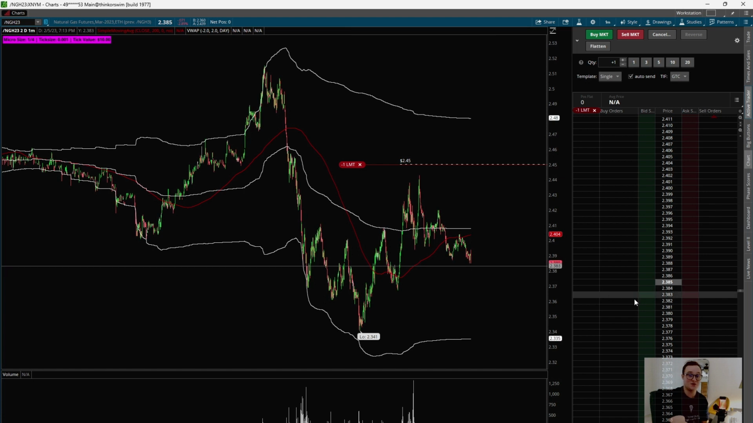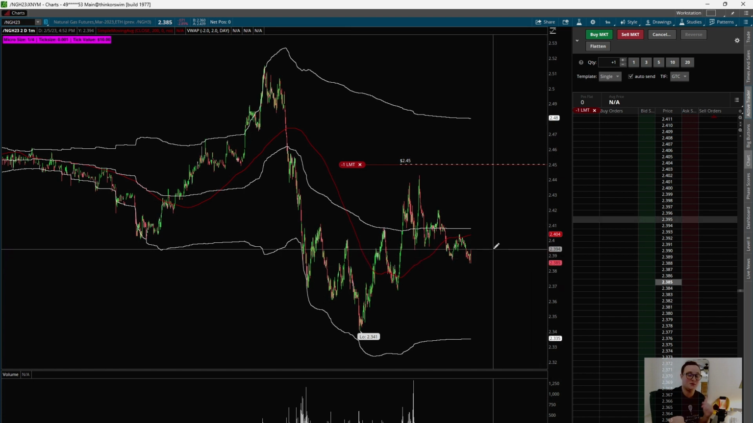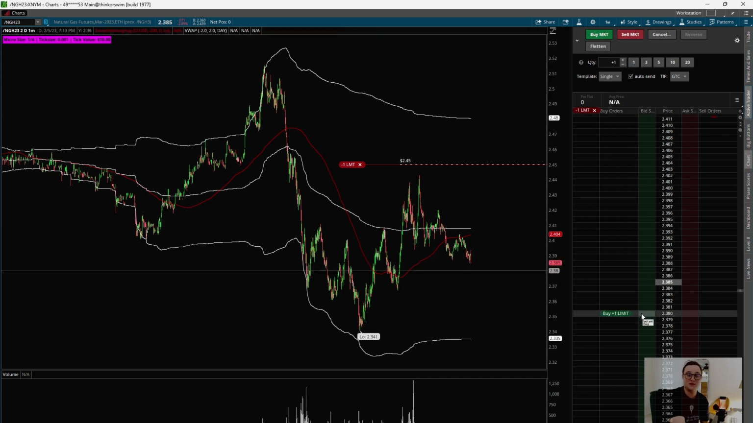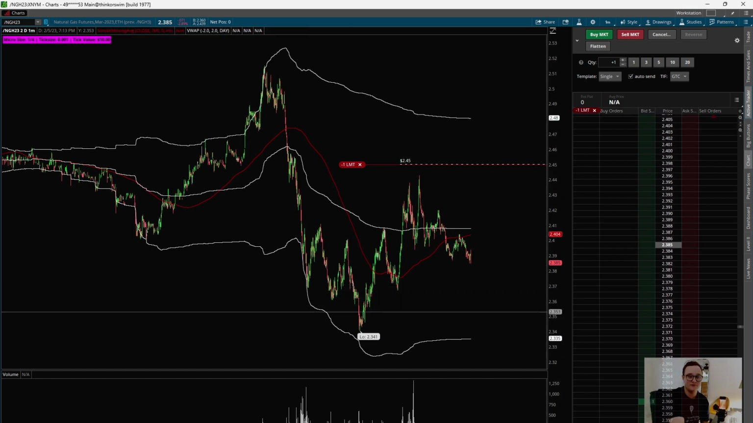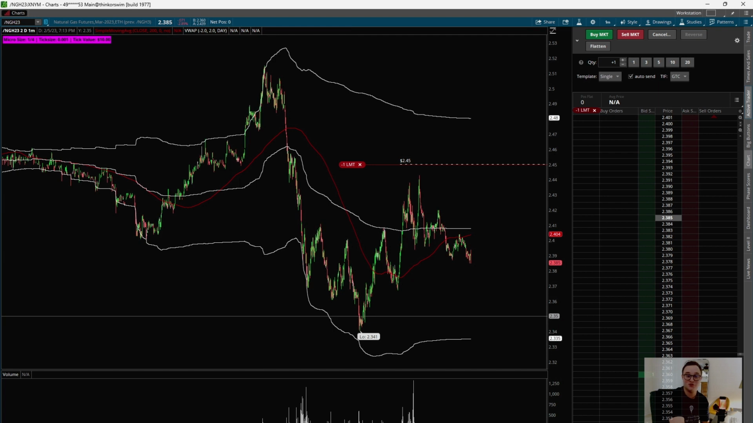We can have a target order put in, or we can click buy market to just get us out, find the nearest buyer and seller, and fill the position. Or we could put in another order on the ladder. We could say we want to buy it back at 2.35, for example. We could drop in that buy order, and that would fill us if the price flushes down to that level.